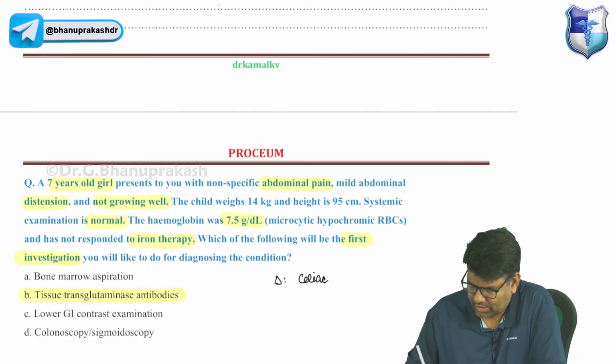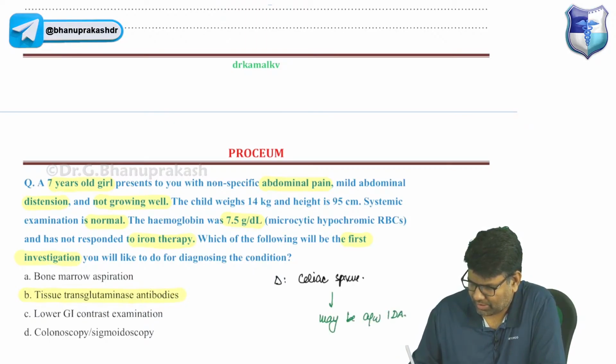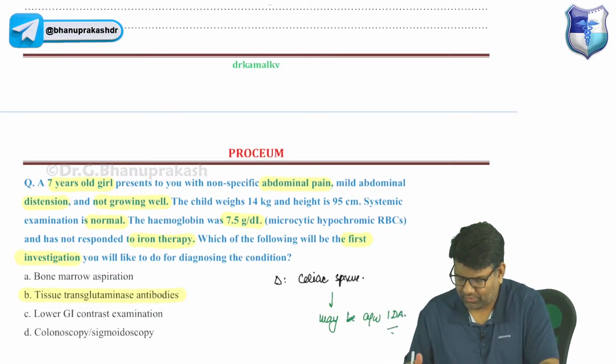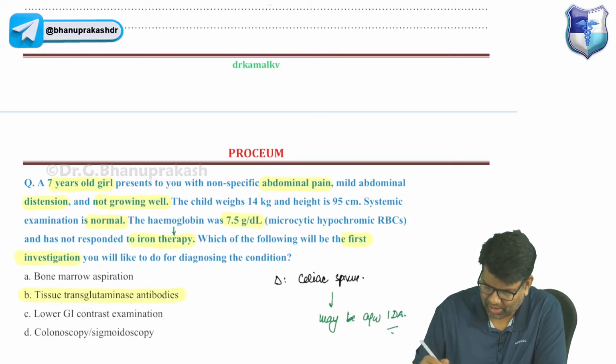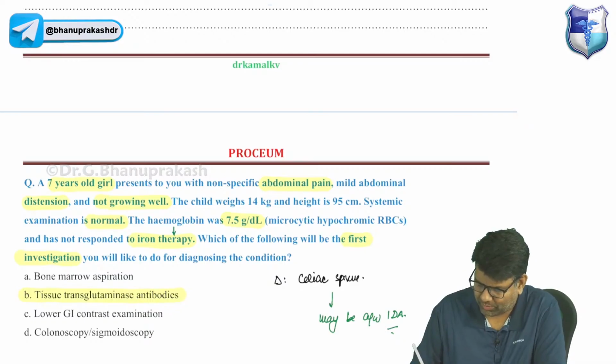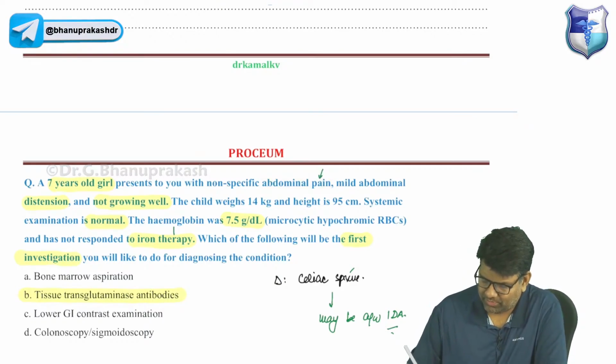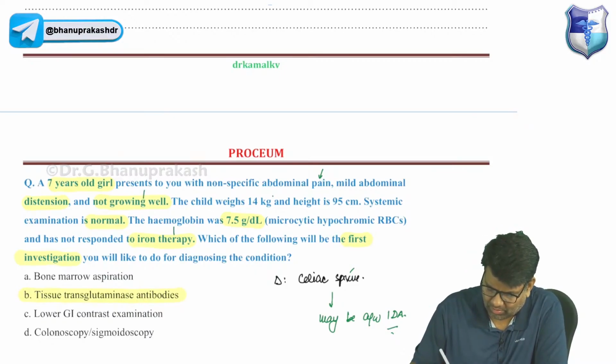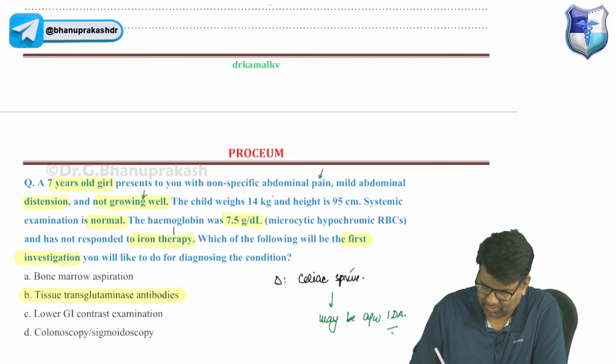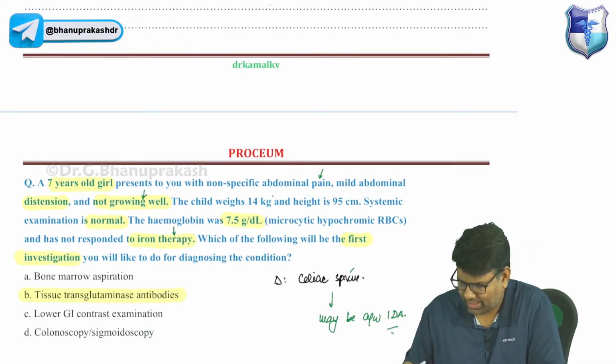The condition is celiac disease, which at times may be associated with iron deficiency anemia. So in a case of refractory iron deficiency anemia, think of the possibility of celiac sprue, especially if the patient is having GIT symptoms as well, right? So GIT symptoms or malabsorption symptoms with anemia, think of the possibility of celiac.